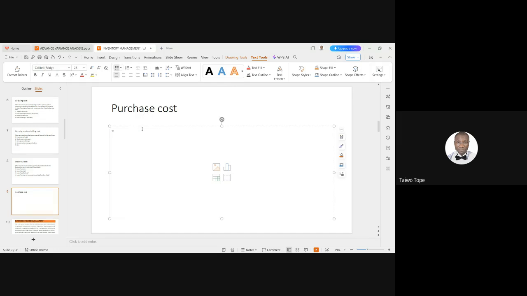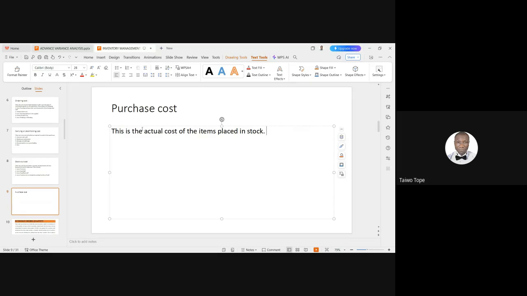So when we talk about purchase costs, we're talking about the actual cost of the items placed in stock, that is, the cost of obtaining the goods.